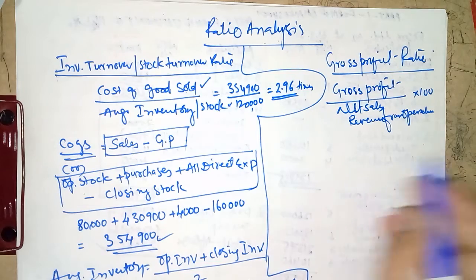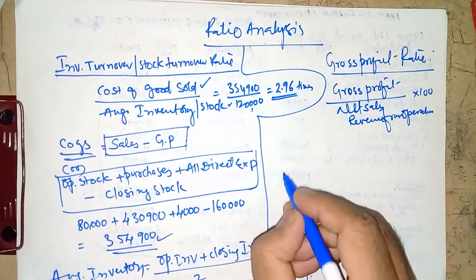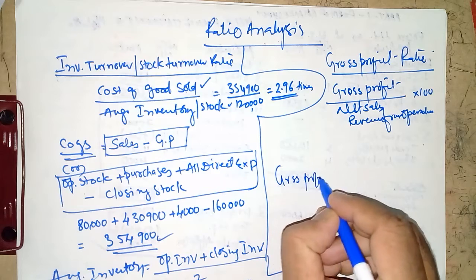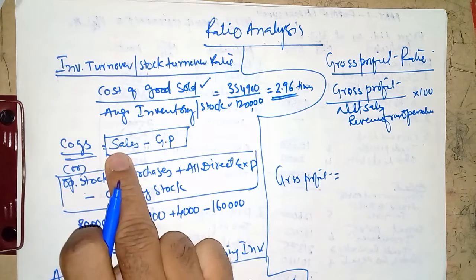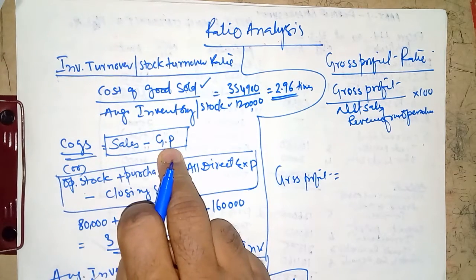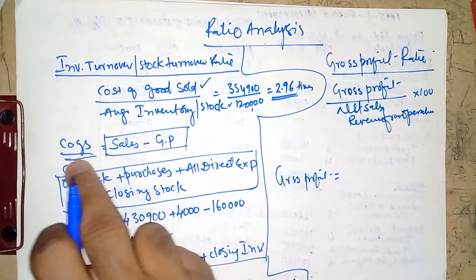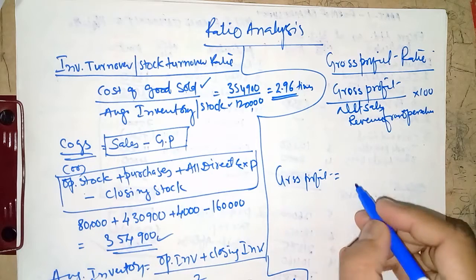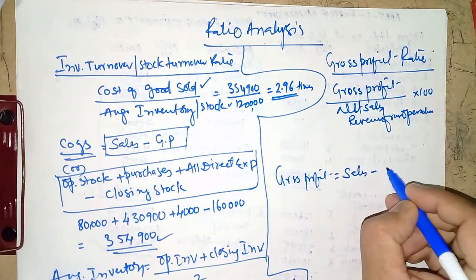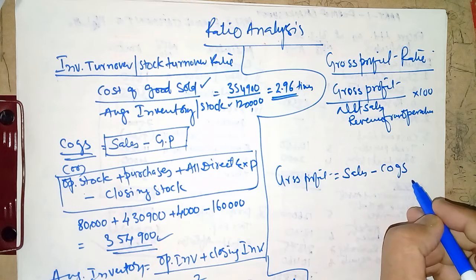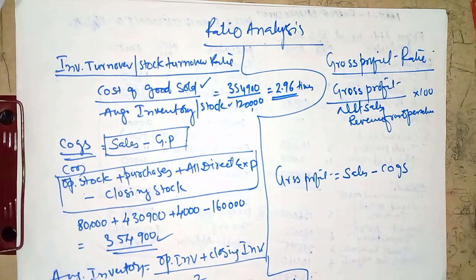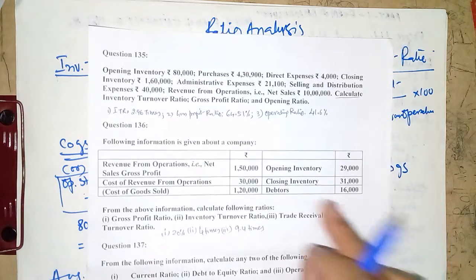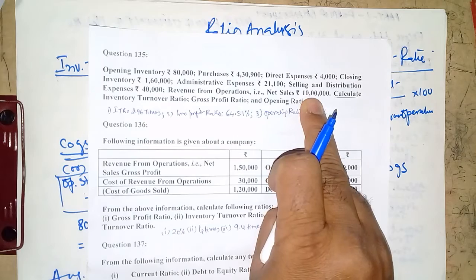If you don't multiply with 100, the answer will be a ratio, that is times. Multiply with 100, you'll get percentage. That's all, nothing else. So first we need to have gross profit. In this question we have not provided gross profit. While explaining the COGS formula, I said sales minus COGS is equal to GP. Therefore the gross profit formula will be sales minus COGS, where COGS stands for cost of goods sold. Sales amounts to net sales of 10 lakhs, which is given in the question.